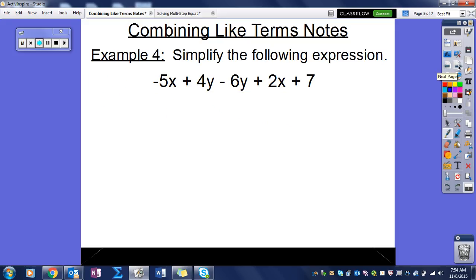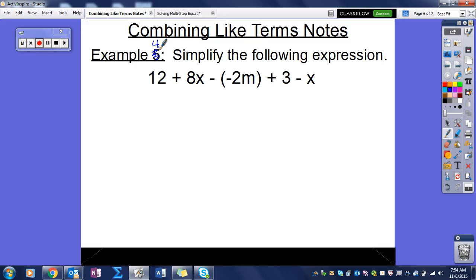Now example 4. Example 4, oops, that is the same problem. Let's not do that one. So example 5 says simplify the following expression, and we'll actually make this example 4 since Ms. Lowry messed up on her slide. Example 4 says simplify the following expression.